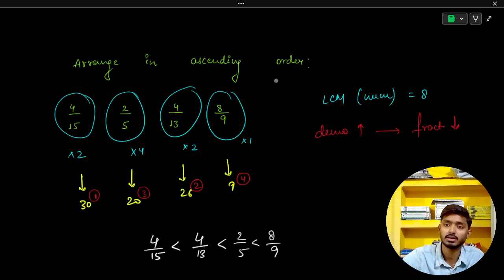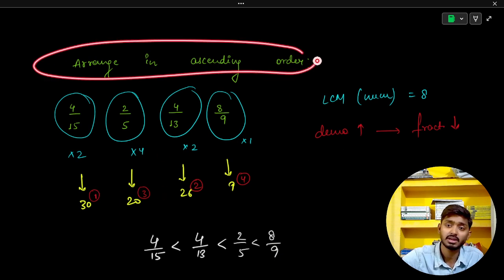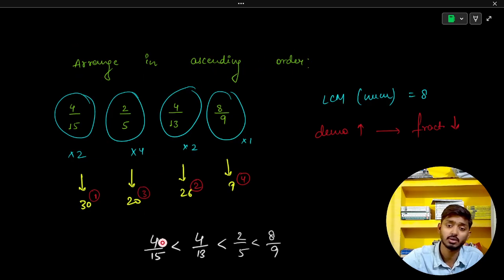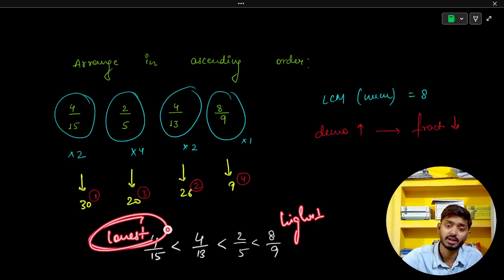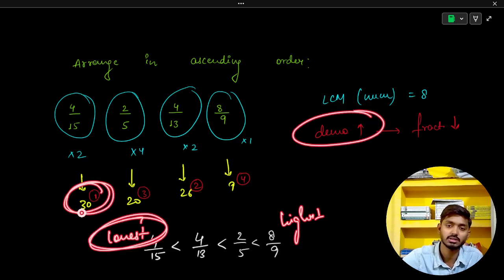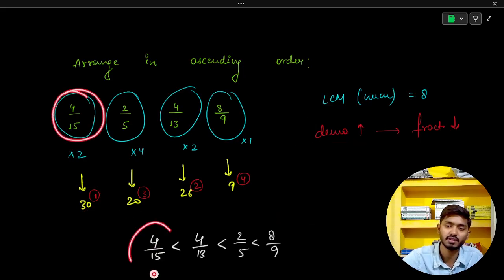I hope you understood. If you didn't, let me explain again. Since you are supposed to find them in ascending order, arrange them in ascending order. You see, I want the lowest fraction to be over here and highest fraction to be over here. In order to find the lowest fraction, you find the highest denominator. The highest denominator was 30, which is fraction 4 by 5. Simple.